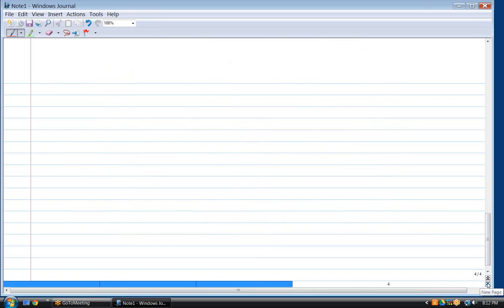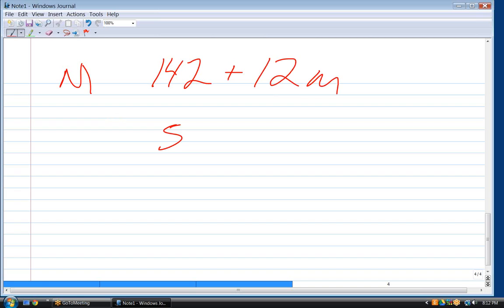Okay? Okay. The next one says the number of individual memberships at a fitness center in M months is represented by 142 plus 12M. The number of family memberships at the fitness center in M months is represented by 52 plus 6M. Write a polynomial that represents the total number of memberships at the fitness center.